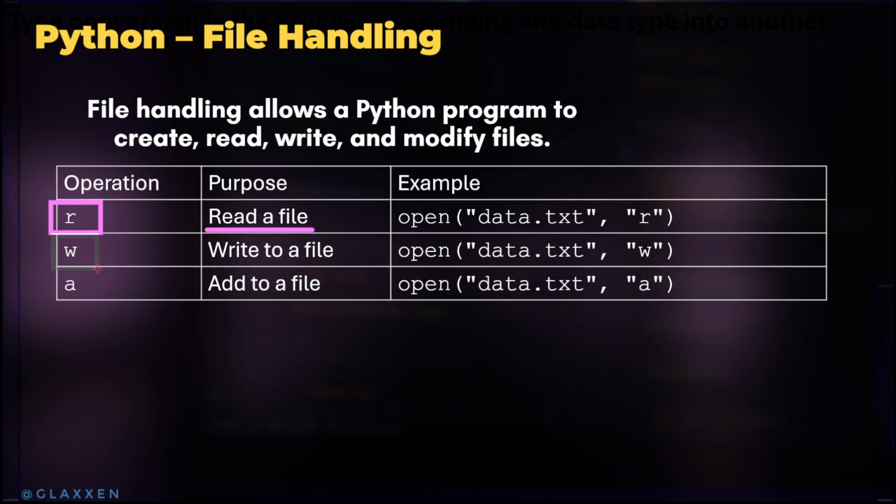And we have the W. If you want to write some things into the file, you can use the W. The W allows you to write into the file. And this is an example here.